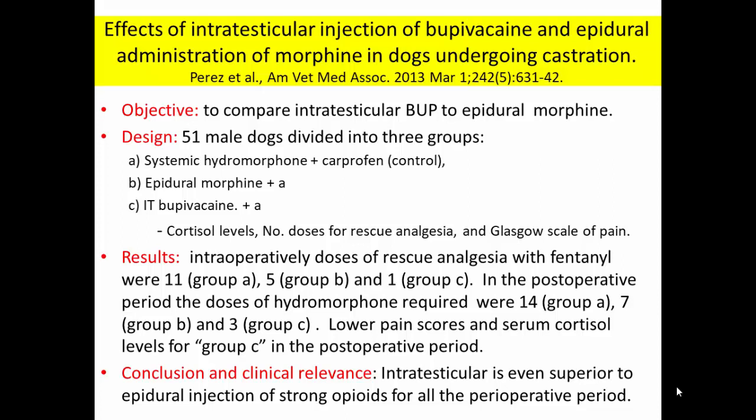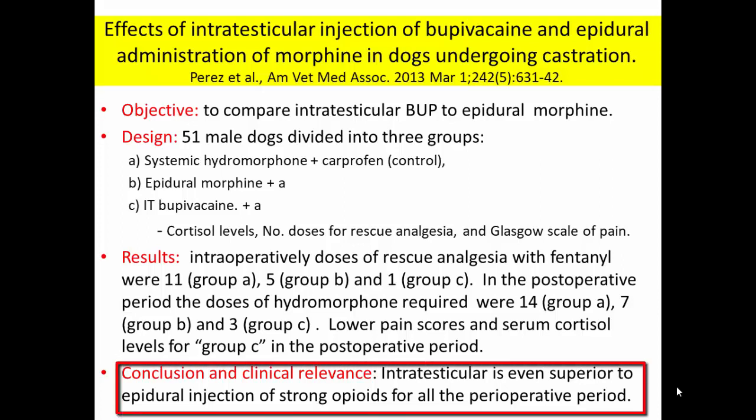So even the intratesticular group on this study was superior to the epidural injection of morphine, which is kind of a gold standard, because they found that there were less number of dogs that required rescue analgesia, and they also had lower pain scores and level of cortisols released after the surgical procedure.